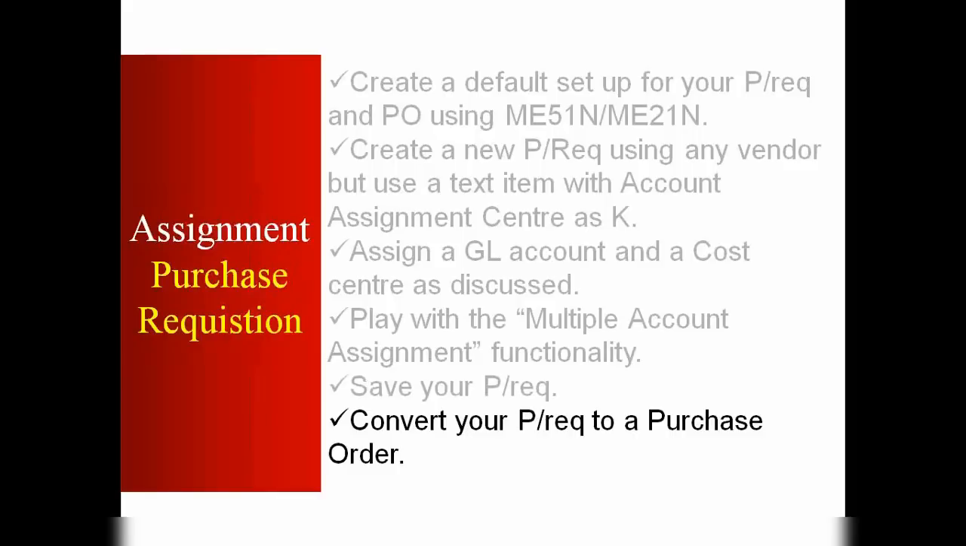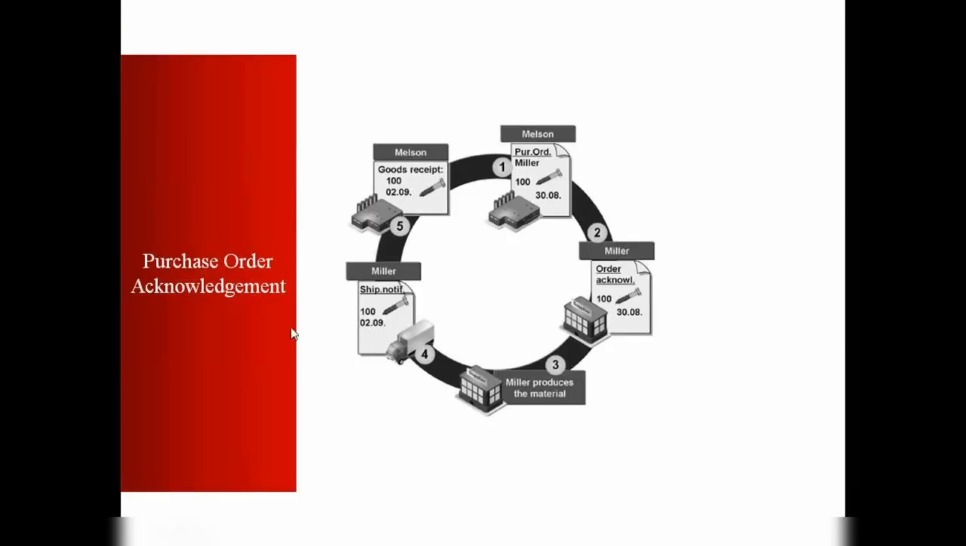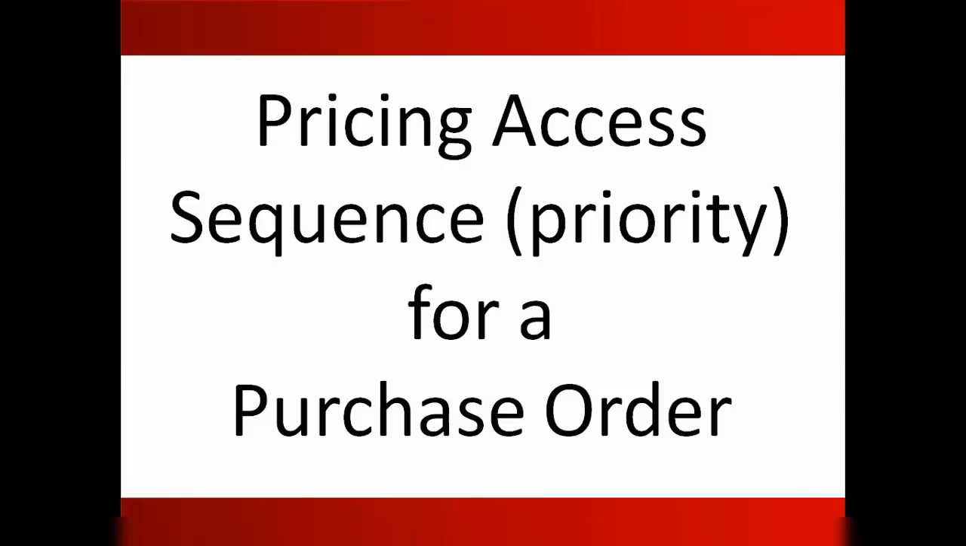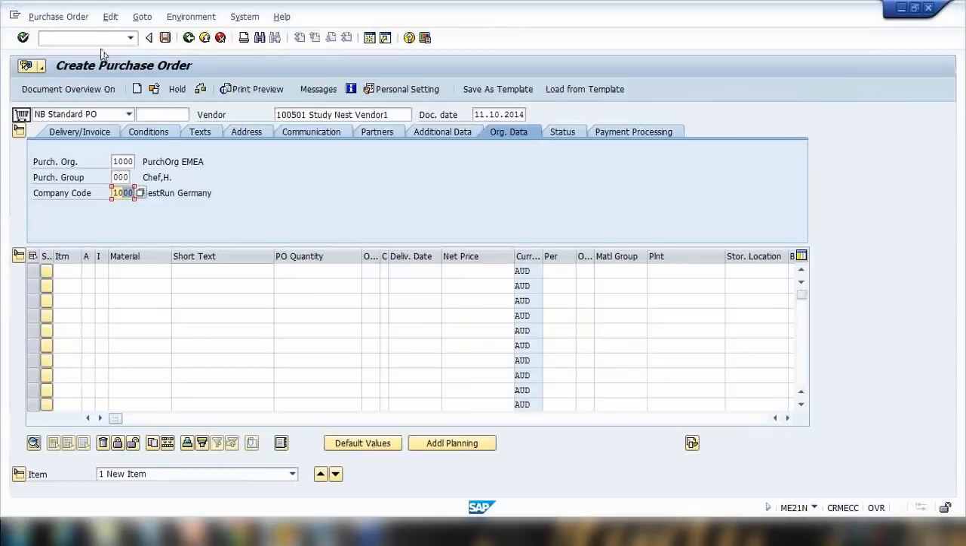Now we're in the next topic. Now we'll talk about purchase order acknowledgement. So what is purchase order acknowledgement? Here, this is my company, we have created a purchase order, and we can send the purchase order to a vendor called Miller, and Miller will then send us an order acknowledgement. Order acknowledgement, as the name says, is just an acknowledgement that they have received the order.